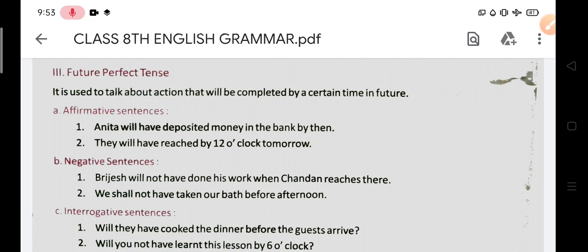Today I am going to teach you class 8th English grammar. Listen carefully. Very first, I am going to tell you future perfect tense, because in this series, I have taught you about the future indefinite tense and future continuous tense. So today I am going to start future perfect tense. Listen carefully. That is given in your book.